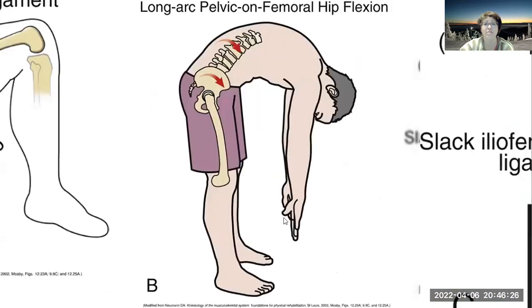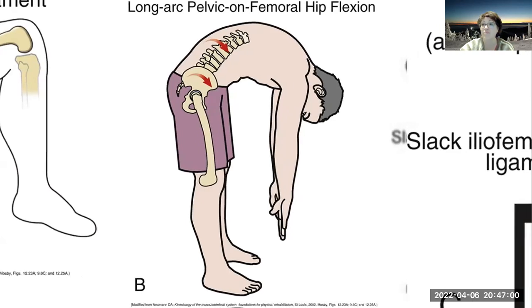So in this position, this is the long arc, closed chain, pelvic on femoral motion, and the lumbar spine is going into flexion. So if you have someone who has spinal stenosis or spondylolisthesis or spondylosis, you probably want to bias your exercise towards lumbar flexion. And so this long arc, pelvic on femoral, closed chain flexion is something that you want to incorporate into your exercises. Who knew, right?